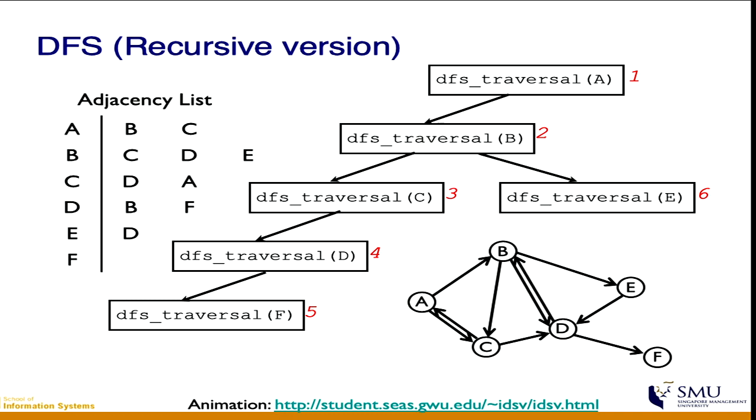Now, C means it will recursively call on C. C has two neighbors, D and A, so recursively call on D. D has two neighbors, B and F. B is already visited, so it goes on to the next one, which is F. So then F has no other neighbors. F returns back to D, D returns back to C, C returns back to B. Now B can still go on because there is still one unvisited neighbor, which is E. So then B goes to E, and then E returns back to B, B returns back to A, and at that point of time, the whole sequence is over.